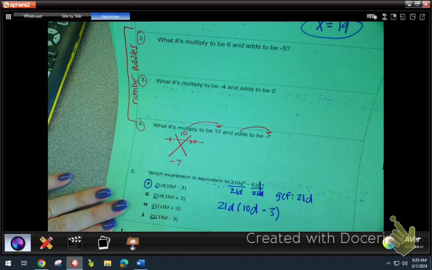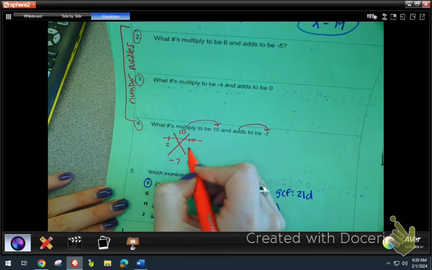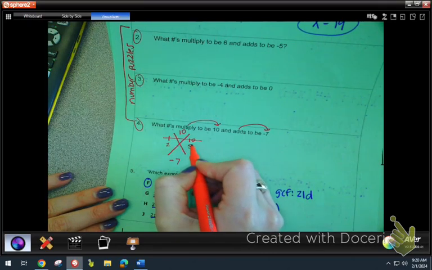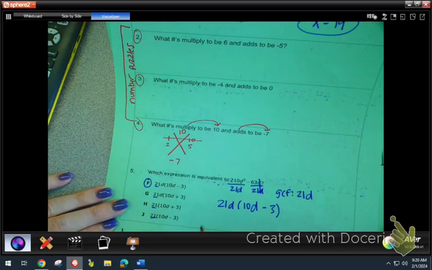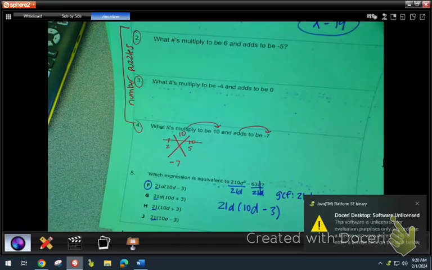Okay? What about 2? Is 2 a factor of 10? 2 times what? 5. 2 times 5 is 10. What's 2 plus 5? Do I want a positive 7 right there, though? No, I want a negative. Okay, so what can I do?